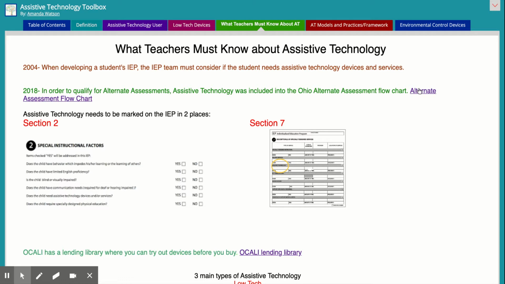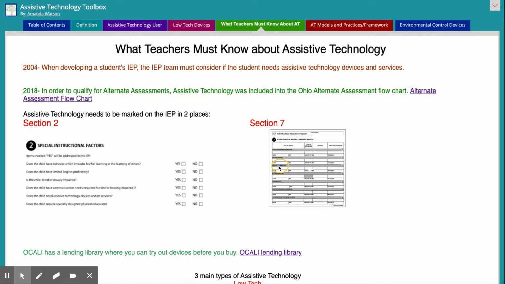So if you go down here, it's one of these down here. So I put the flow chart in there that we do have to follow in our classrooms. And that if we deem it necessary, we have to mark it in section 2 of our IEP, the special instructional factors, that the child does require assistive technology devices. And section 7, it'll say right here with the assistive technology portion of that under the related services.